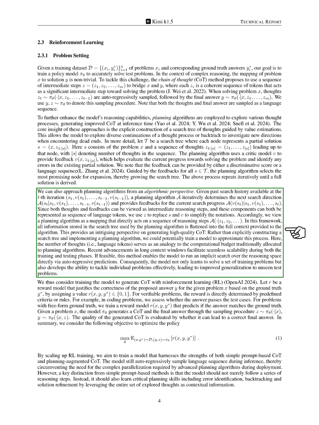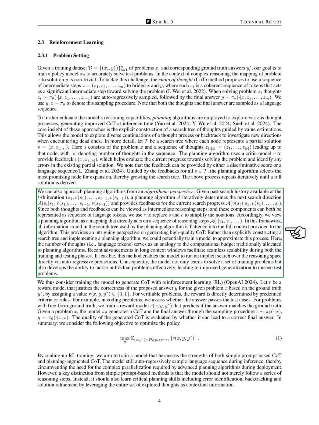We can also view planning algorithms from an algorithmic standpoint, where past search history helps determine the next search direction and provides feedback on current progress. Since both thoughts and feedback can be seen as intermediate reasoning steps represented as sequences of language tokens, we simplify our notation. We view a planning algorithm as a mapping that operates on a sequence of reasoning steps. This perspective allows us to consider generating high-quality COT without explicitly constructing a search tree.